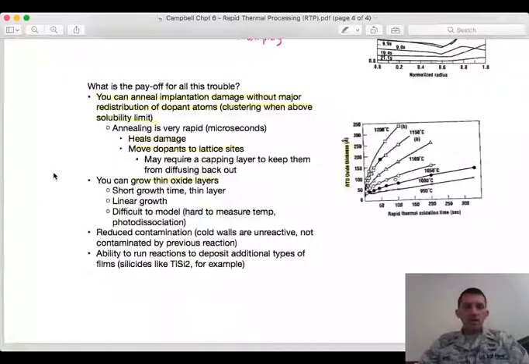But that about wraps up this video. Remember, we're talking here about rapid thermal processing. Again, it allows us to heal implantation damage without redistributing the dopant atoms.